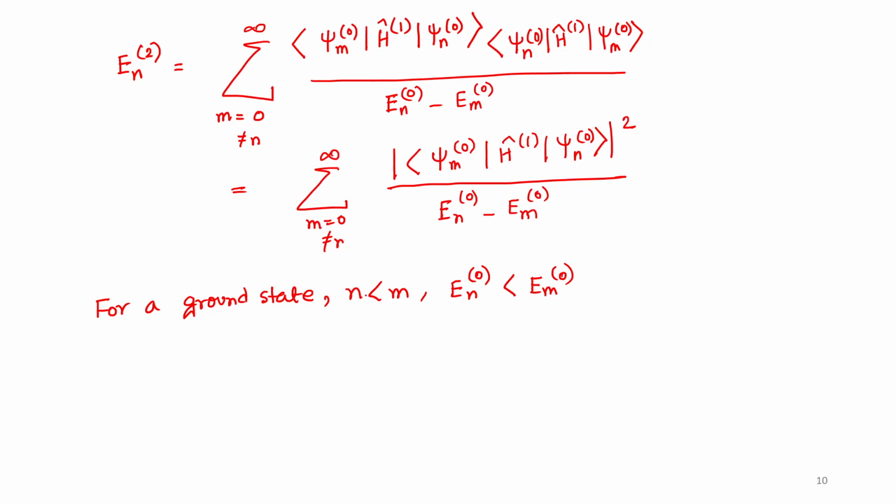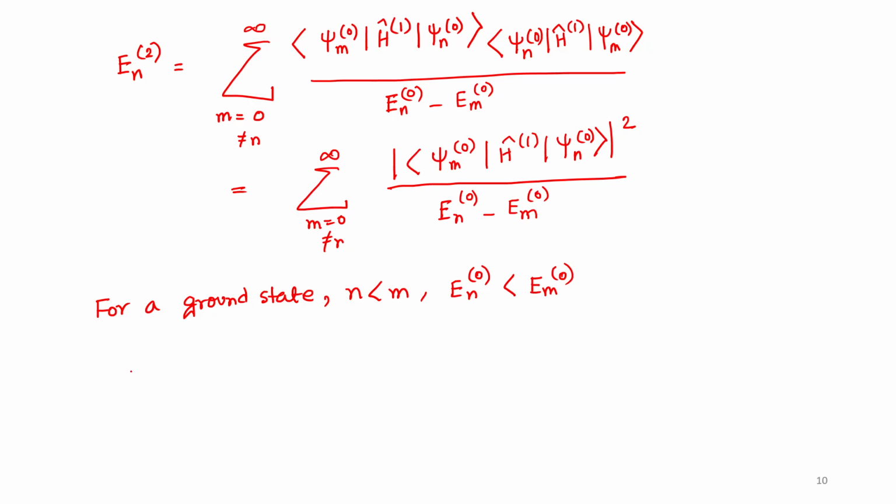So n is something like 0 or 1, depending on the exactly solvable system. I am not writing m equals to, so let me not go into that part. If n is a ground state, then you will see that its energy is always going to be lesser than E_m^0. This part is a negative denominator and the numerator is positive, as it is a square of something.